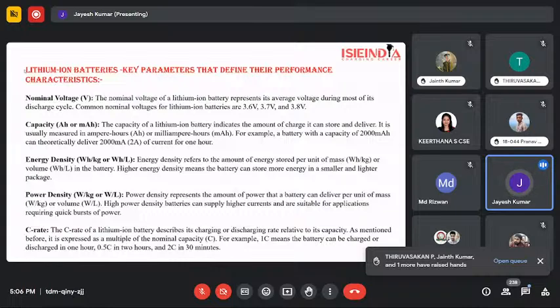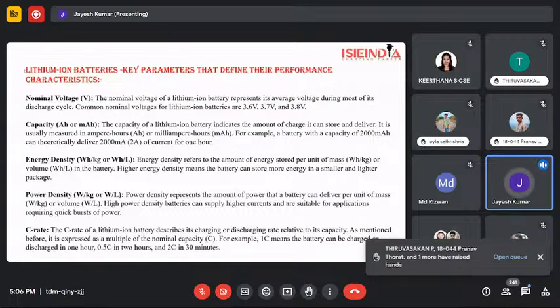Let's move toward the capacity, which indicates the store of charge present in the battery and how much charge can be delivered by a single battery or the battery pack. Whereas energy density shows the amount of energy stored per unit of mass, whereas power density shows what the battery can deliver per unit of mass. There is a major difference between where the battery is taking and where the battery is delivering the output power supply. And the most important part, which we will also see in the simulation part, is the C rating.